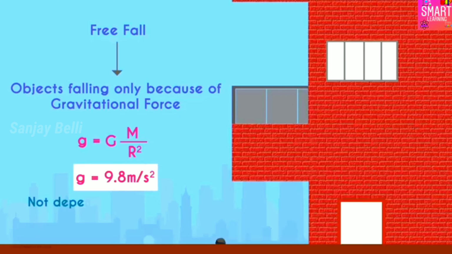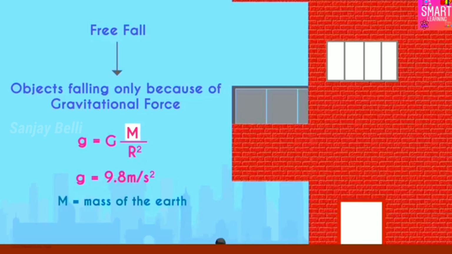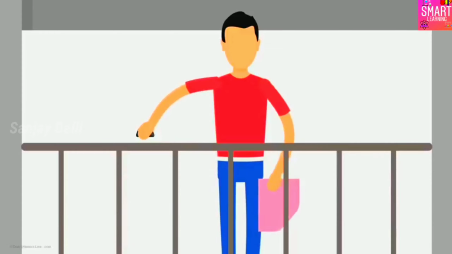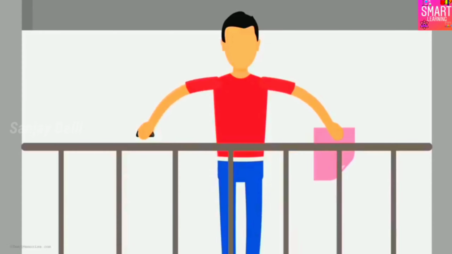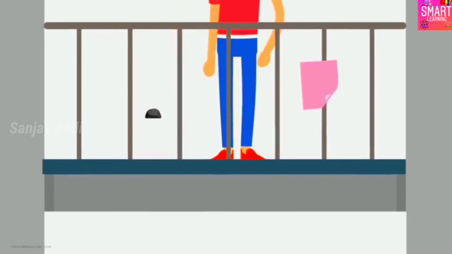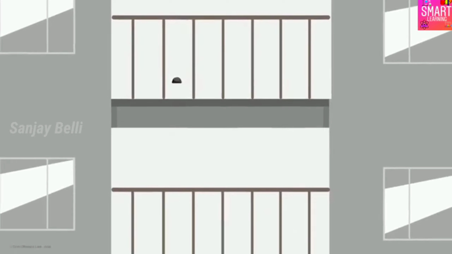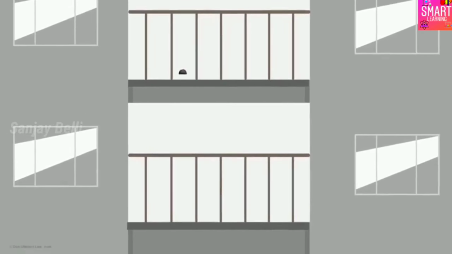This acceleration is not dependent on the object's mass. This M is the mass of the earth, not the object. Why is this interesting? Let me give you a situation. Say you are on the 5th floor of a building and you have a stone in one hand and a piece of paper in the other. If you drop both together, which one will reach the ground first, or will they reach simultaneously?